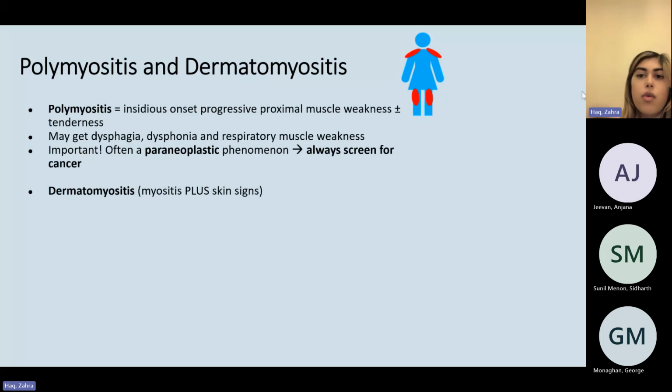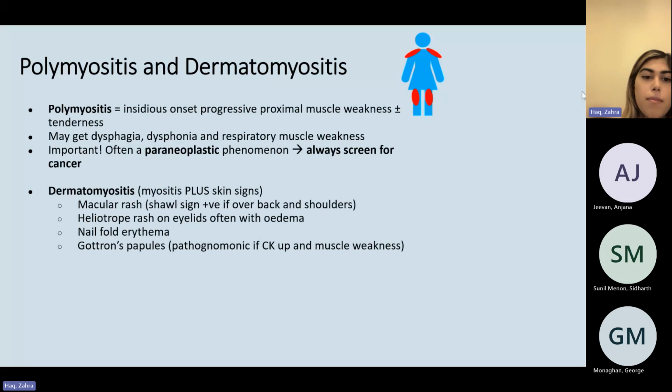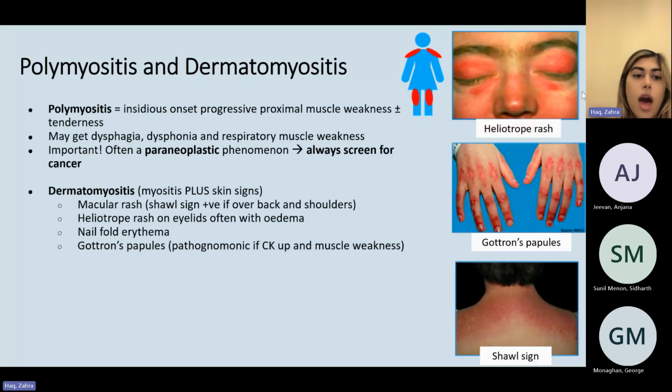Dermatomyositis is myositis, so the typical muscle pain and weakness. However, it has skin problems associated with it as well. So macular rash, the shawl sign over the back and the shoulders. Heliotrope rash, often on the eyelids, associated with edema, seen as a puffiness under the skin. Nail fold erythema, Gottron's papules, which can also be picked up in an OSCE examination. So we'd like to examine hands for papules associated with dermatomyositis. Here are some pictures of what I've just explained.